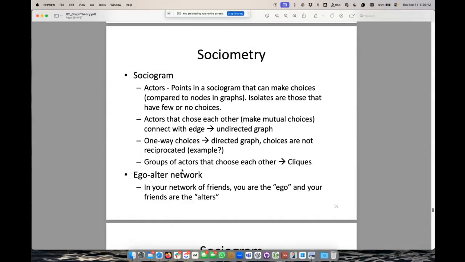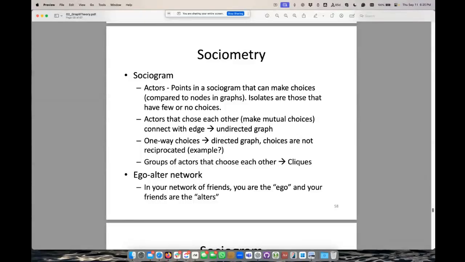But if the actors are allowed to make one-way choices in the sociogram, then it is the same as a directed graph, right, where choices are not reciprocated. And in a modern day setting, Twitter, or X, is a great example where individuals can follow other individuals, but not necessarily will they get a follow back, right?